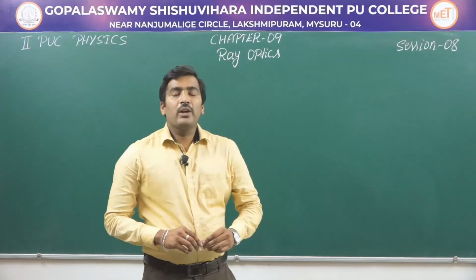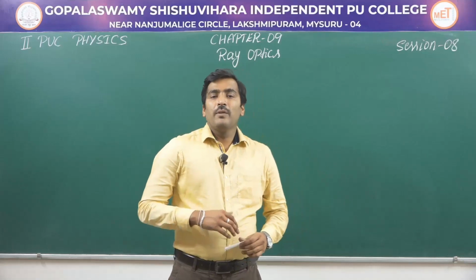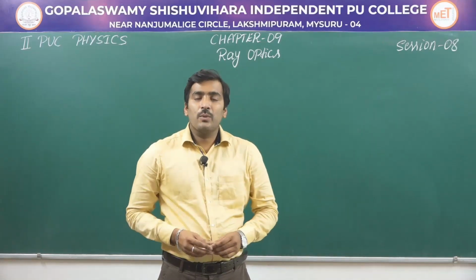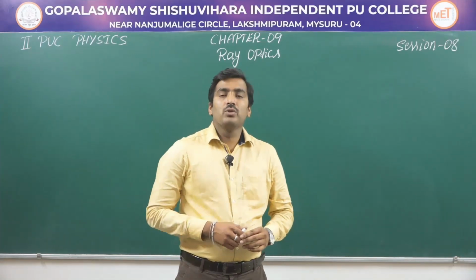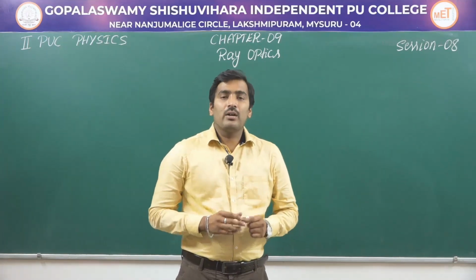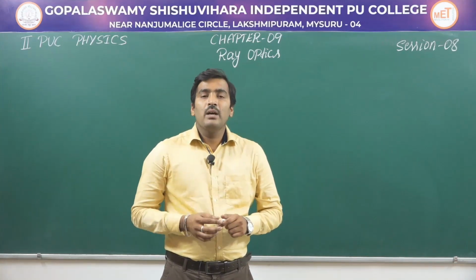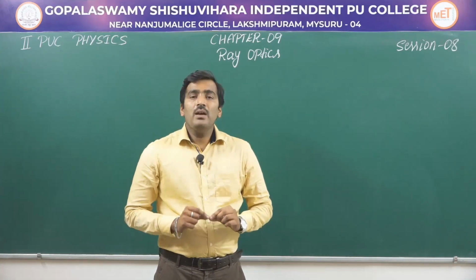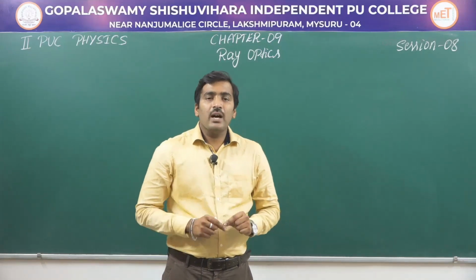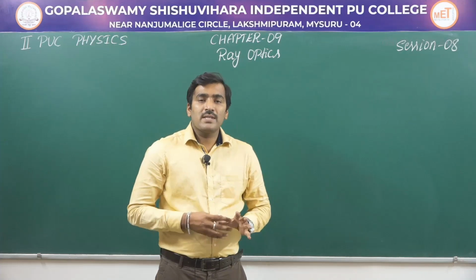Hello everyone, I welcome you all for the 8th session of the chapter Ray Optics. In our previous session, we had discussed the refraction of light through the prism and we obtained a relation relating the refractive index of the prism with its angle of the prism and angle of minimum deviation. In this class, we will be studying an important phenomenon related to sunlight.